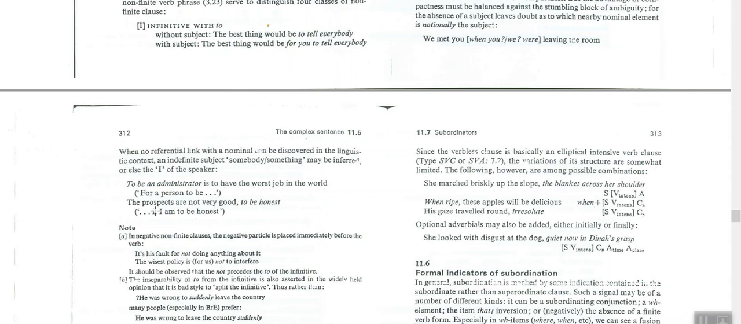Another example here: the prospects are not very good, to be honest. You see, to be honest, to infinitive here. For example, if I am to be honest, the prospects are not very good, so we can infer that if I am to be honest. To be honest with you, for example, when you talk to someone, you can say, to be honest with you, you are wrong. That is, if I am honest with you, if I am to be honest with you, you are wrong. You see?